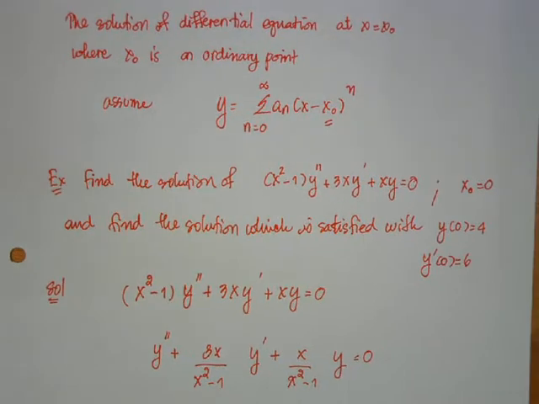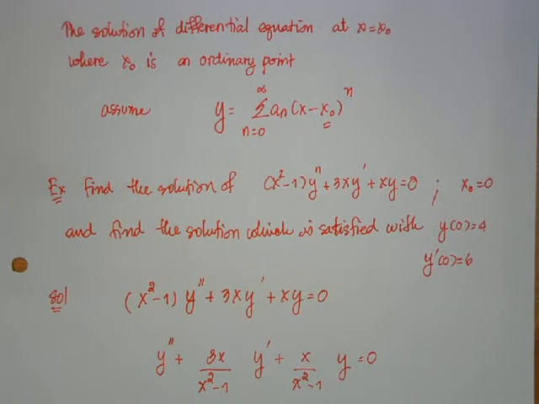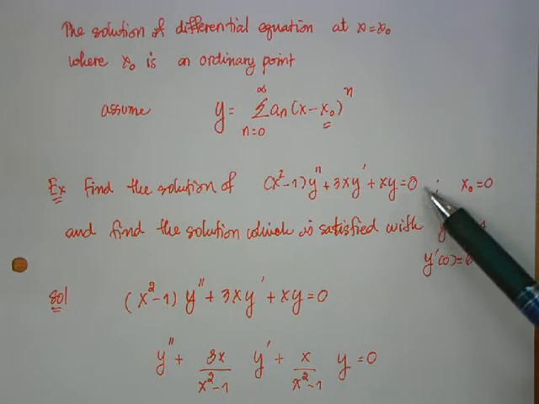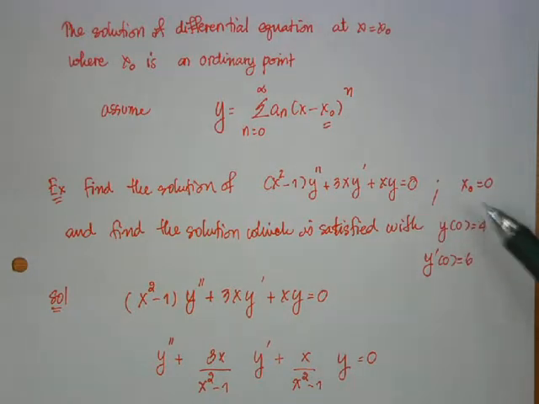The problem statement asks you to find the solution of this differential equation around x equal to 0. So that means x0 is equal to 0. And find a solution which satisfies these two boundary conditions. So now your solution wouldn't have the constant there, because you put a number in for that constant, since they give you the boundary conditions.